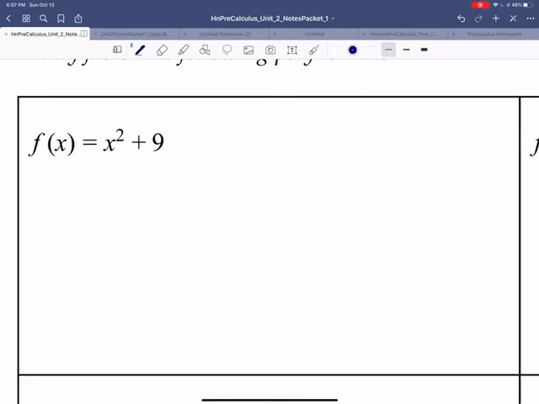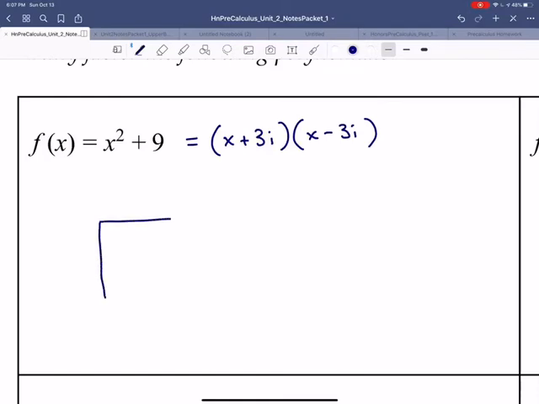We can use imaginary numbers to factor sums of squares. So here we have x squared plus 9. Remember that x squared plus 1 can be factored as x plus i multiplied by x minus i. Similarly, x squared plus 9 can be factored as x plus 3i multiplied by x minus 3i.